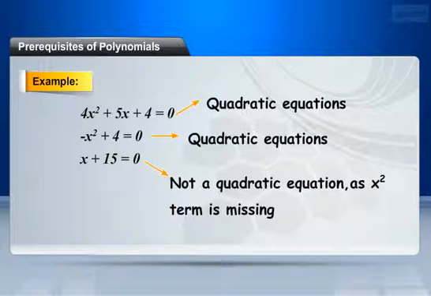Let us see another one. x plus 15 equals 0. Here the x squared term is missing, and the order is 1. So it is not a quadratic equation.